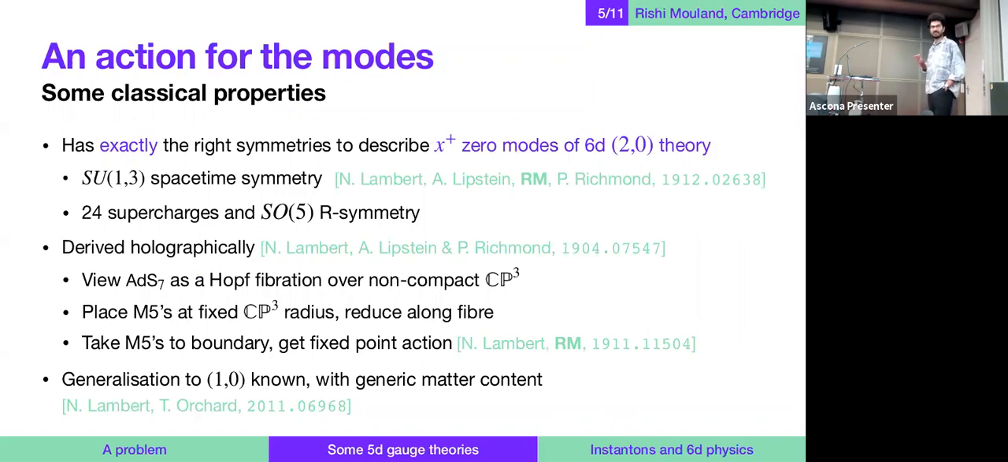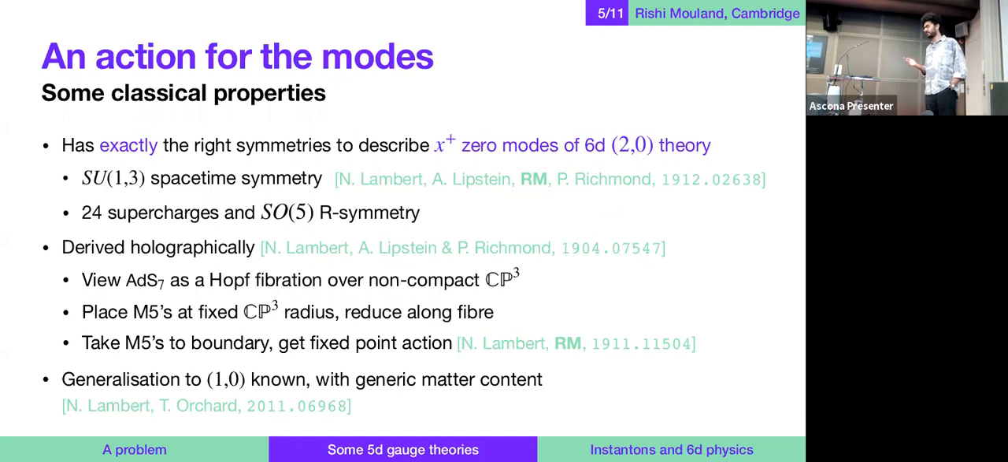The first thing to say is, taking all my field content to be smooth and thinking about this theory classically, this theory has exactly the right symmetries to describe the zero modes of this compactification. It has an SU(1,3) spacetime symmetry. Another way to say this is it has U(1) cross SU(1,3), but nothing is charged under the U(1) factor. And it has a manifest SO(5)_R symmetry, and it also has 24 supercharges, which is a lot less trivial to see, but it does.